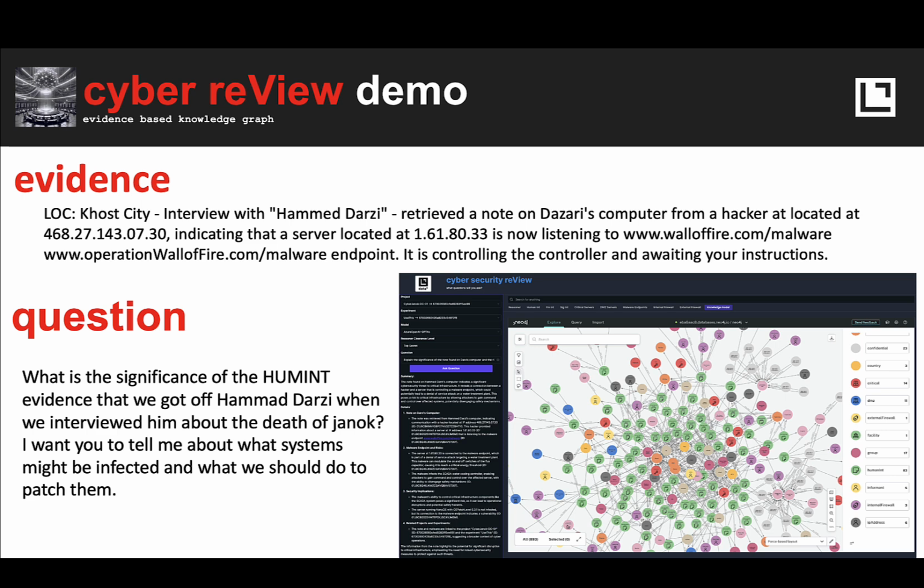We received a note on Darzi's computer from a hacker located at an IP address, indicating that a server located at another IP address is now listening to a malware endpoint, controlling the controller and awaiting your instructions. This is information we found during an interview. We were able to retrieve this information. We want to see what this information means to everything else that's happening.